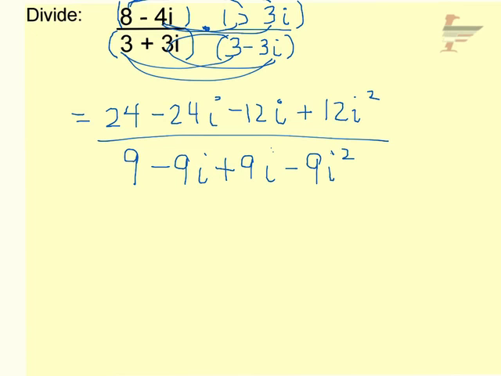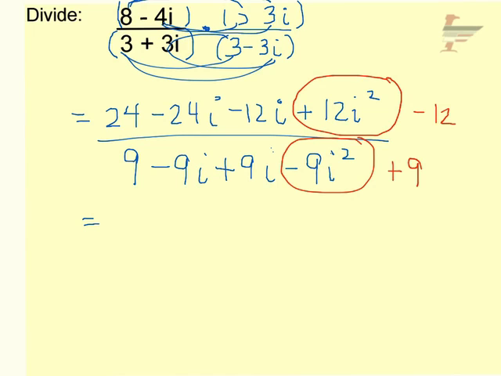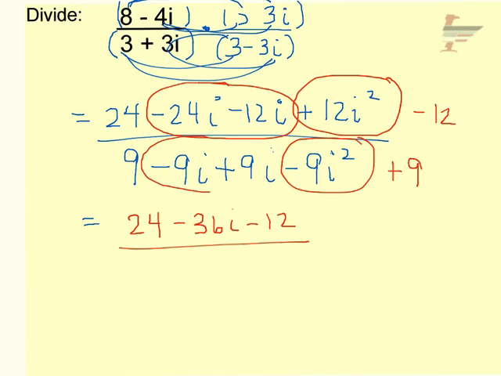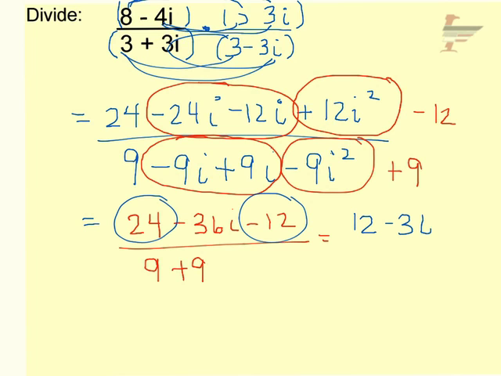Woo. All right, then I'm going to do a couple things at once because I think you can handle this. i squared is a negative 1, so this value is really negative 12. i squared is a negative 1, so this is really plus 9. So I'm going to have 24. This combines to negative 36i minus 12. In the denominator, my 9i's wipe out, so I really have 9 plus 9. So that is, combining my like terms, 24 minus 12 is 12, minus 36i, 9 plus 9 is 18.